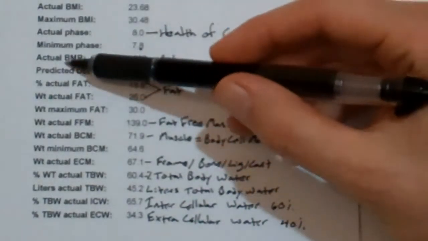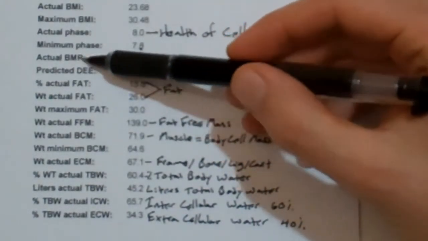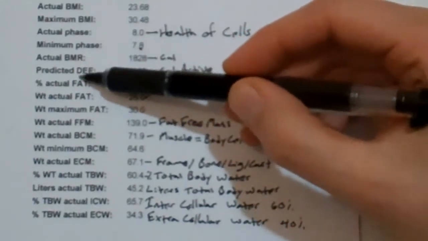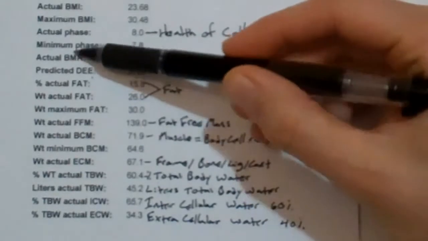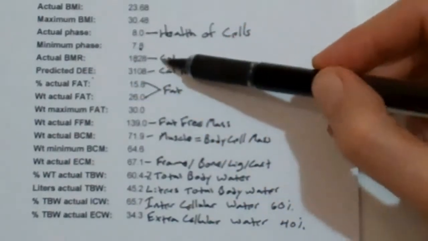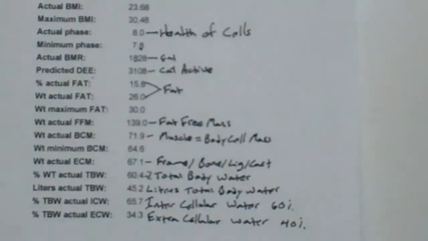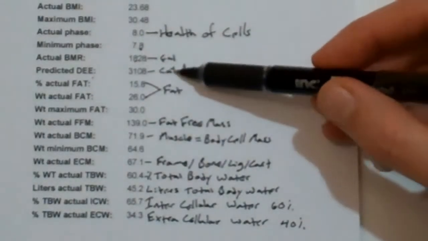Next number here is actual BMR. That means basal metabolic rate. Number below that is daily energy expenditure. This is how many calories you burn if you just lay on the couch all day. So these two have to do with calories, and we don't pay a lot of attention to calories because we know it's more important to balance your hormones. Then your body regulates the amount of calories that you take in and use. But that's what those numbers are.